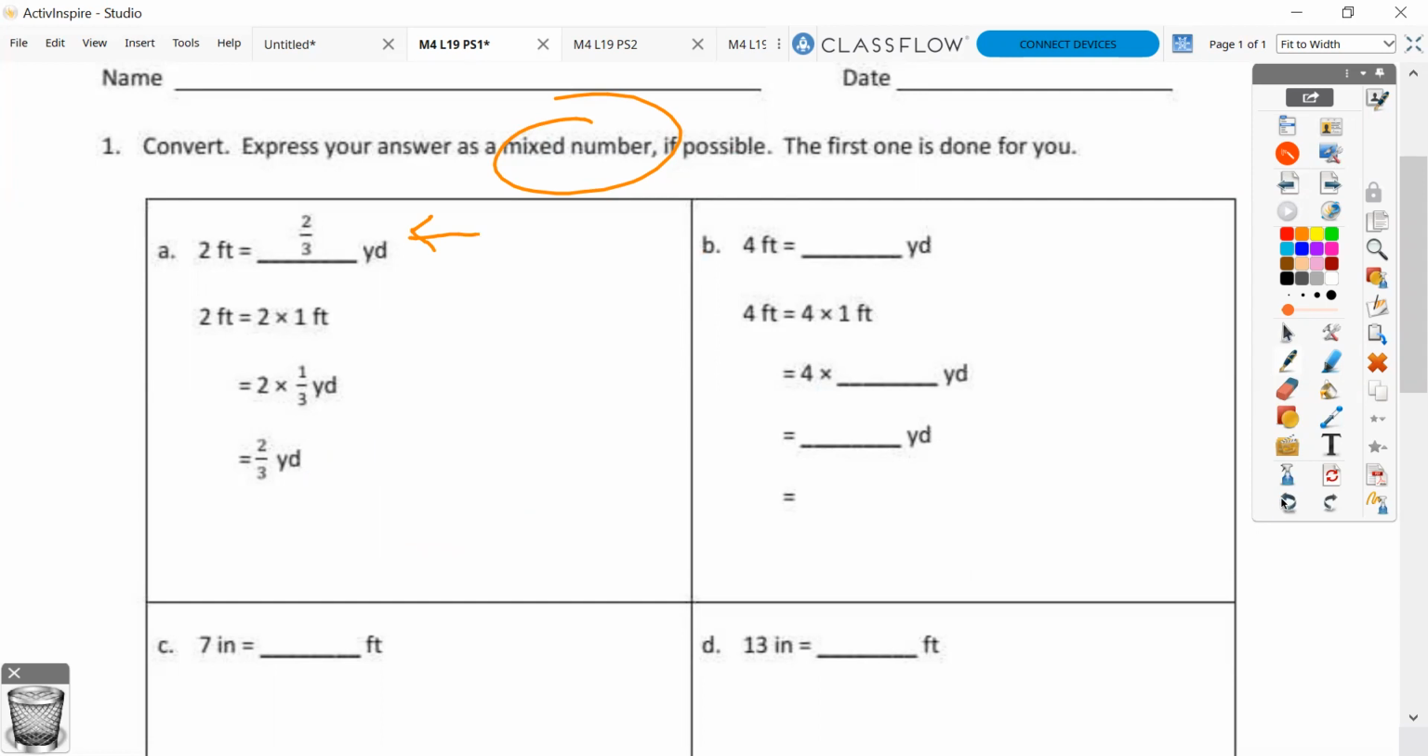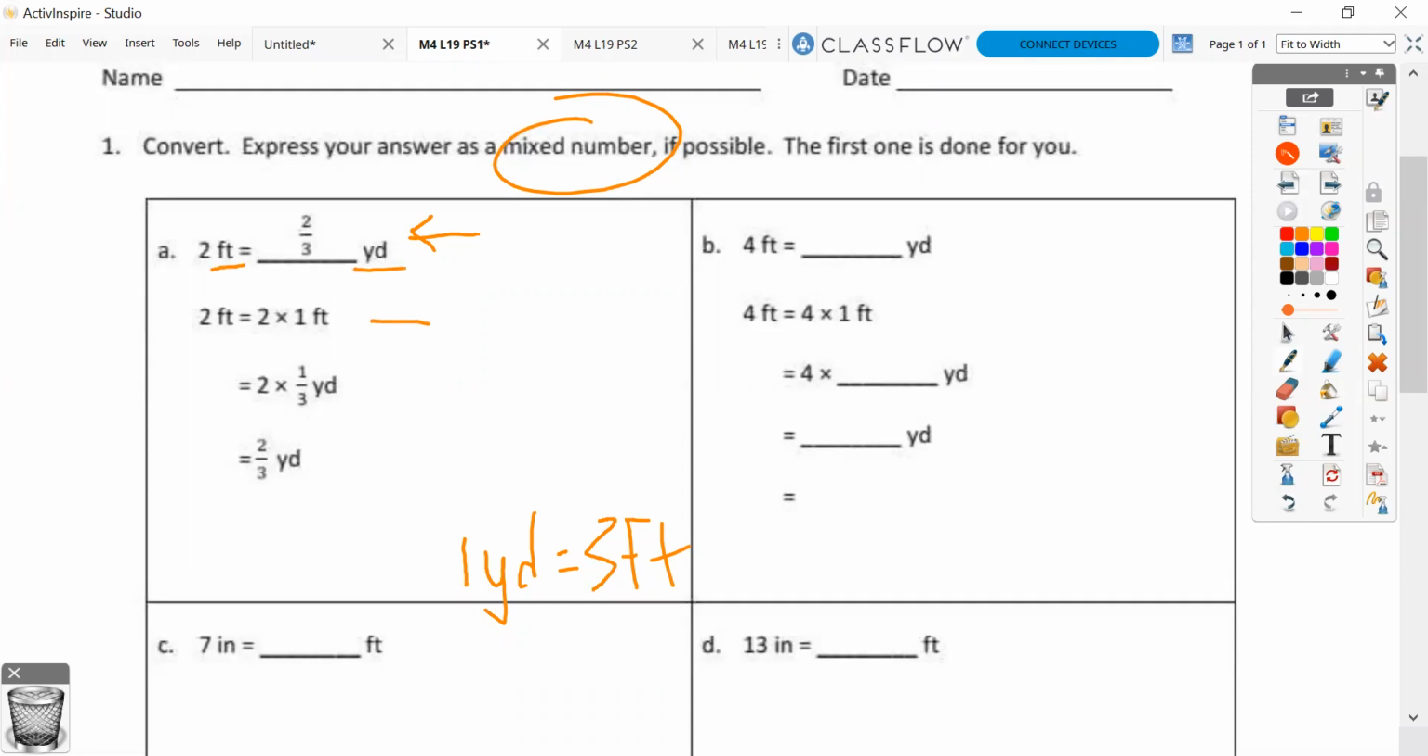One thing is for each problem, I'll make sure that I write the little conversion. 1 yard is equal to 3 feet, or 3 feet is equal to 1 yard. So we'll need that for both A and B because we can see that feet are going to yards.